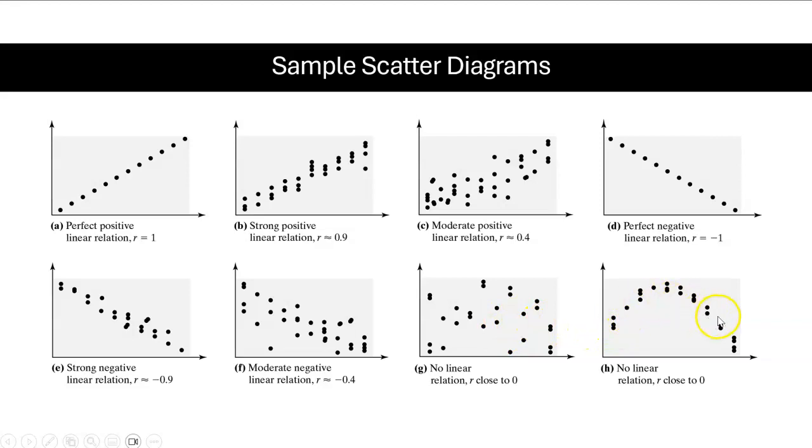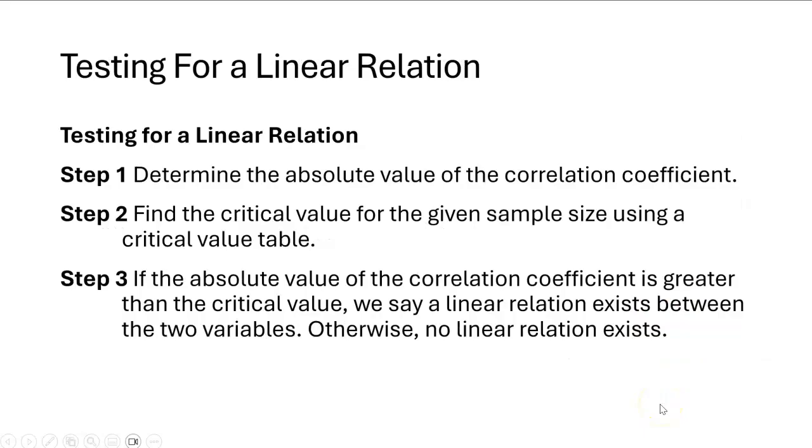And then here, this one has a relation, but it's not linear. So this one will also be close to 0. This follows what we call a parabola or a parabolic path. So this looks more like a quadratic relation, which we're not talking about now, but just so you know, it's in the shape of a U, an upside down U, if you can see it. So there's no linear relation there.